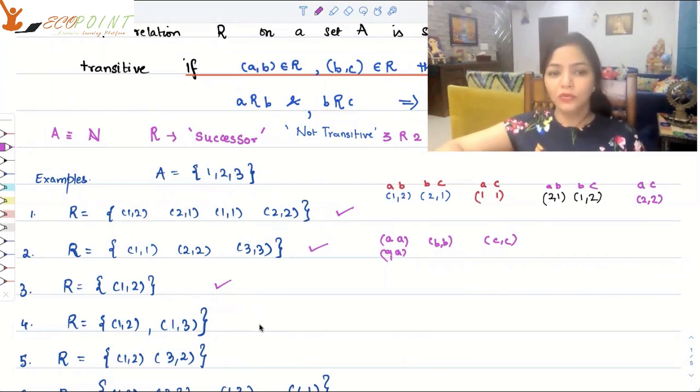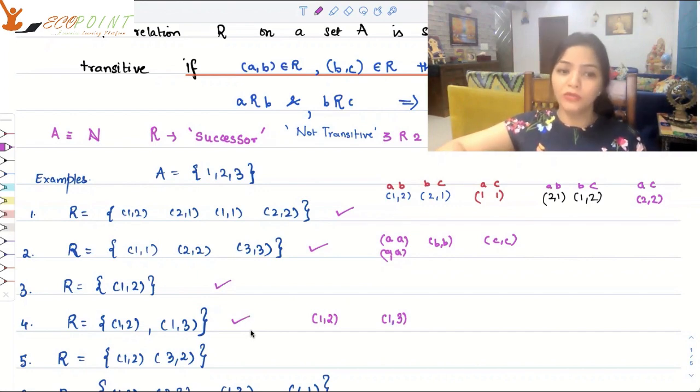1, 2, 1, 3. Now 2 entries are there. But in order for me to be able to check for transitivity, in case I start with 1, 2, I got to have something which starts with 2. That's not happening. So nothing to prove there. If I take 1, 3, then I need something to start with 3. It's not there, so nothing to prove. Hence, this is also transitive.